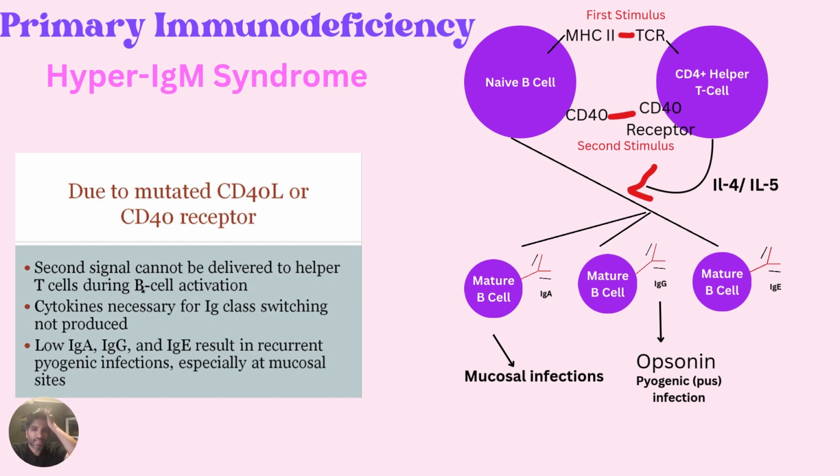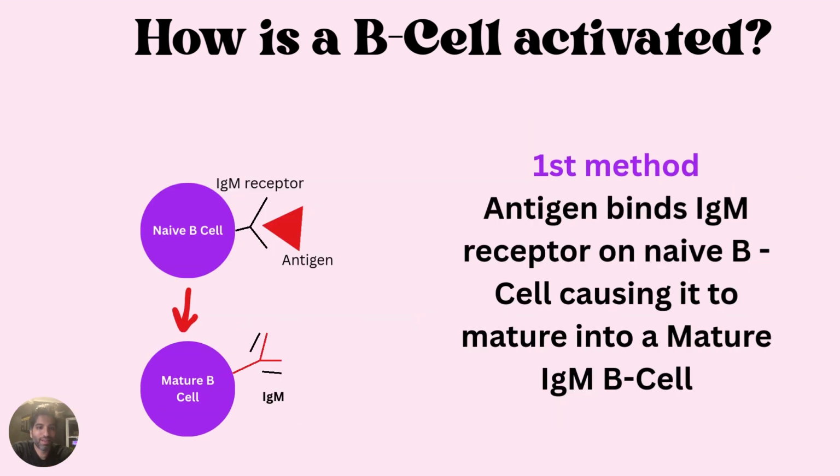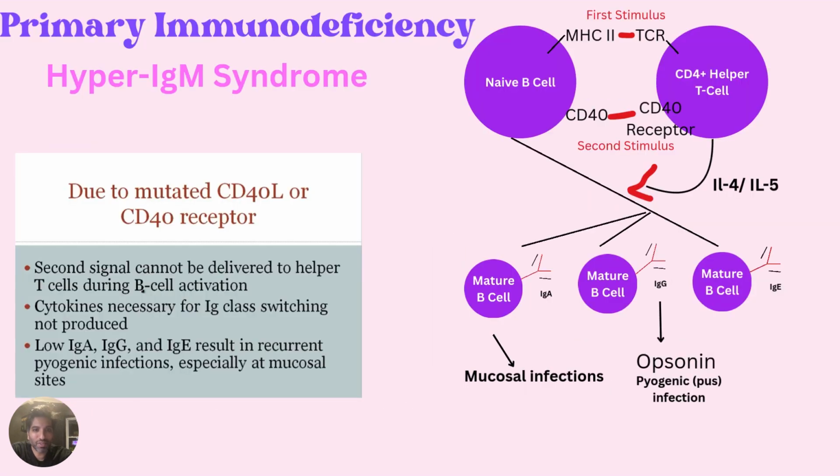Now, when it comes to hyper IgM syndrome, this is the problem. The second signal where the CD40 receptor binds the CD40 ligand on the naive B cell doesn't happen because one of those two is messed up. And therefore, you can't make IgA, you can't make IgG, you can't make IgE. But guess what? You can still make IgM because that has nothing to do with CD40. And that's why it's called hyper IgM syndrome. I hope that makes sense. Go back and reread these slides a few times, okay?